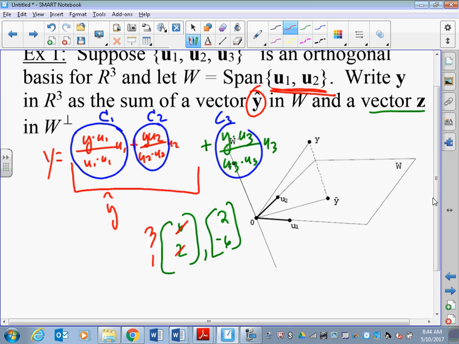So, I'll use my green thing right here. This is the z, right? So that's the z vector right there. So y, and that's the vector z. So we found y hat, we found z.